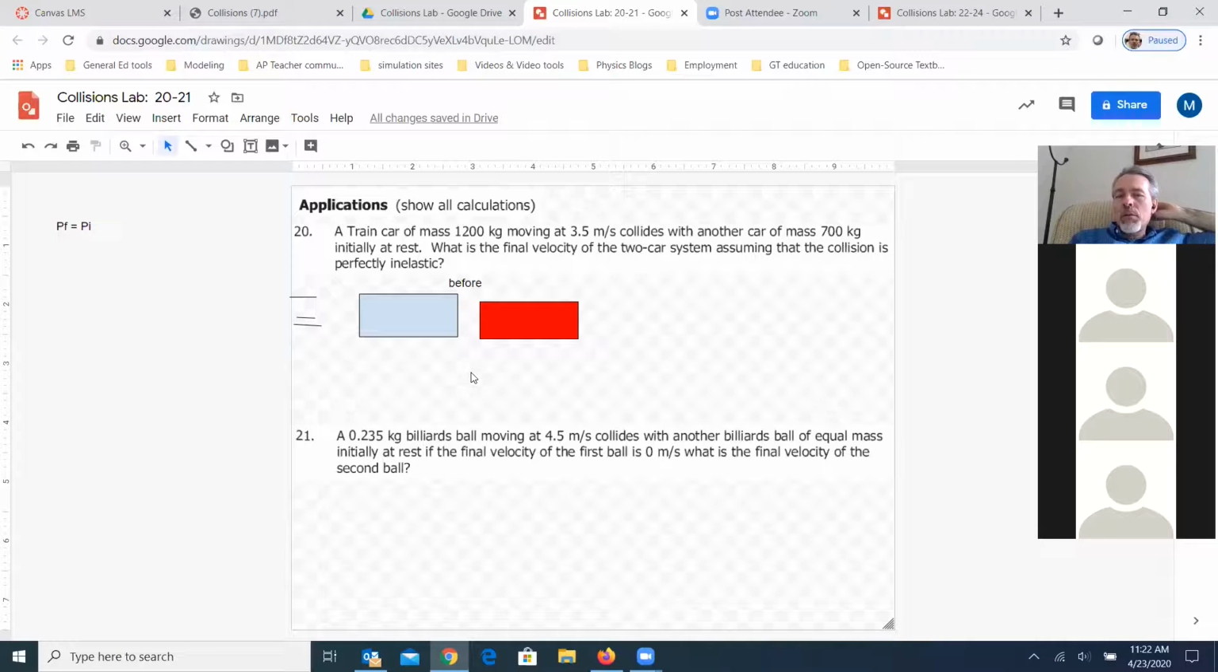You have to unmute. Elastic? Yeah, it's perfectly inelastic. So how will it look after the collision? How will these cars look? The two cars will move at the same speed. Yeah, that's right. They're stuck together, moving at the same speed.